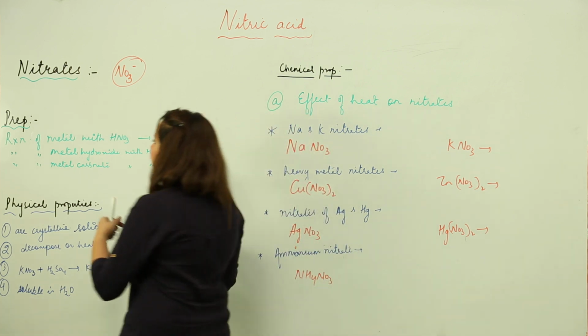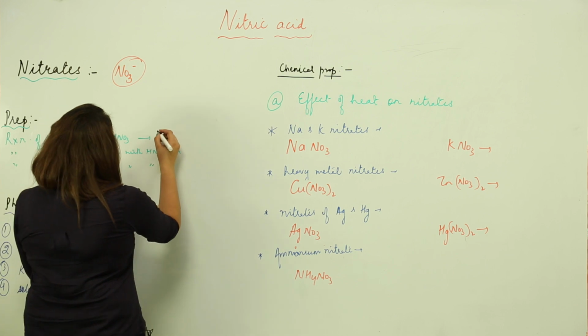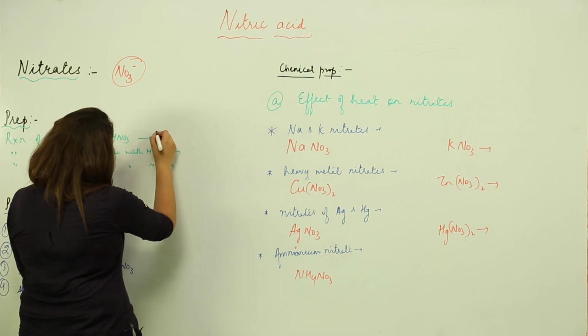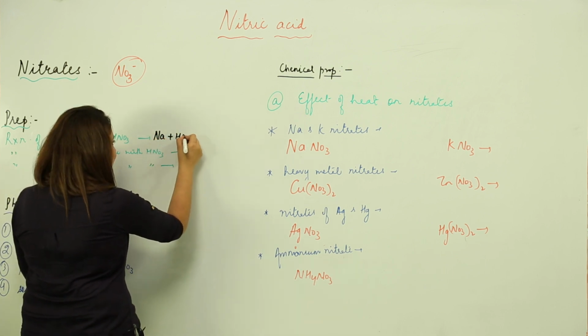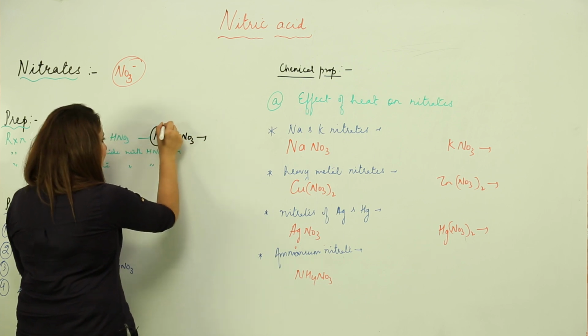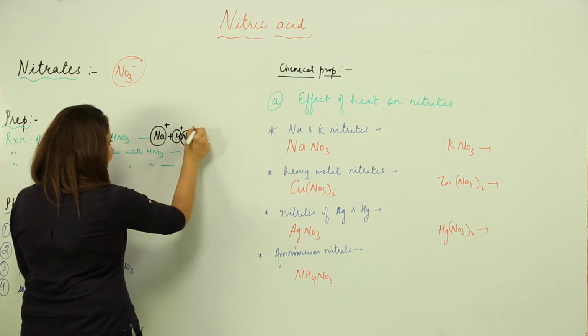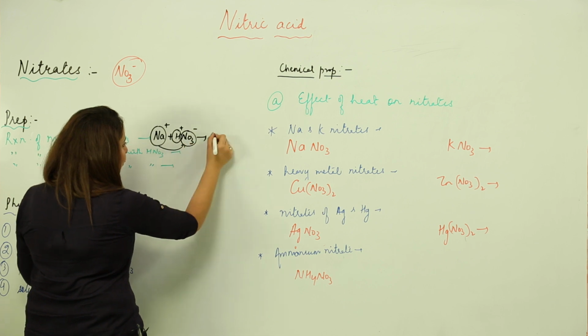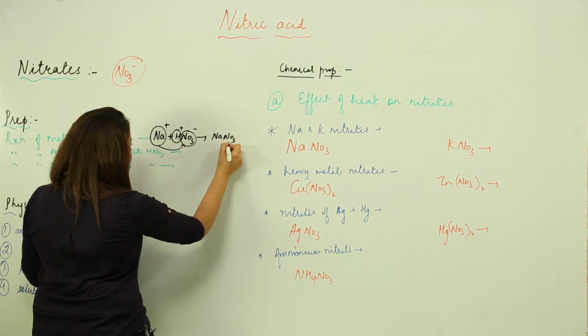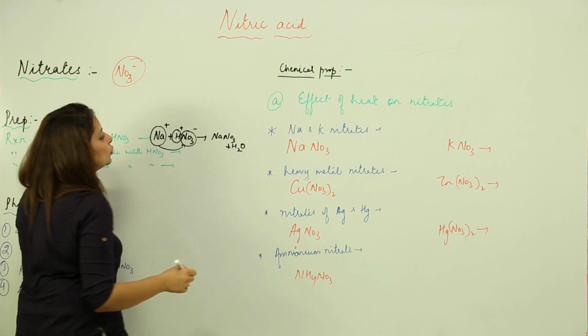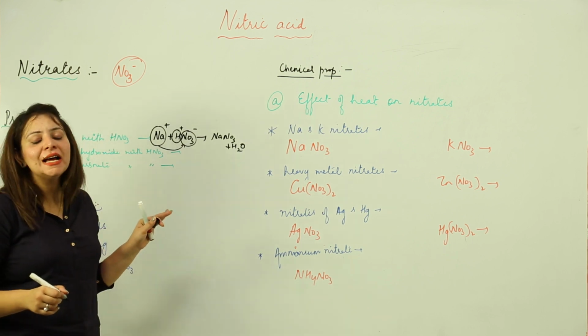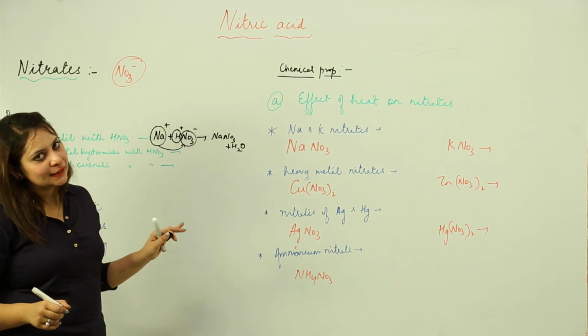For example, I have the reaction of a metal with HNO3. This is my metal, let's say sodium. I am going to react it with HNO3. Obviously this has a positive valency, positive and negative. This positive part is going to attack this and we will get NaNO3 plus H2O, not H2 but H2O, because we know that HNO3 is a strong oxidizing agent.